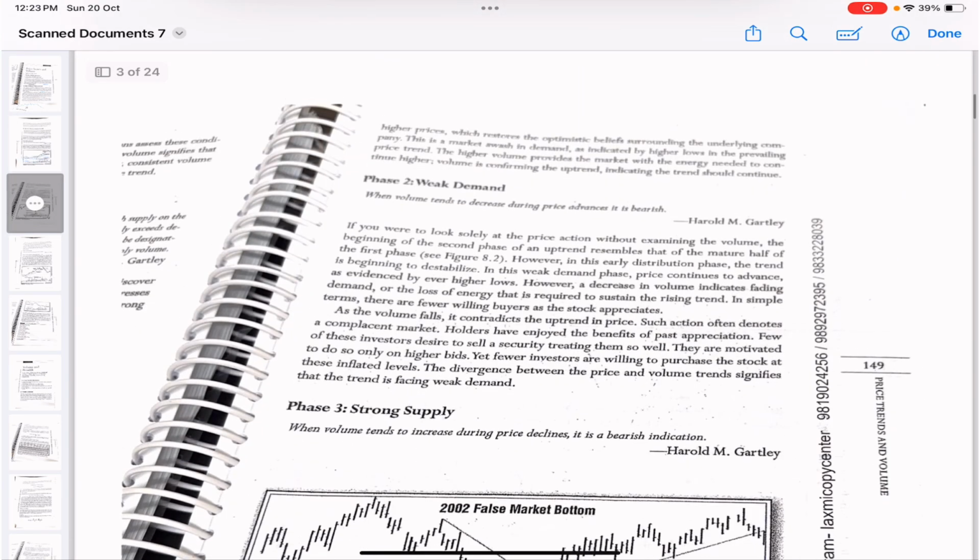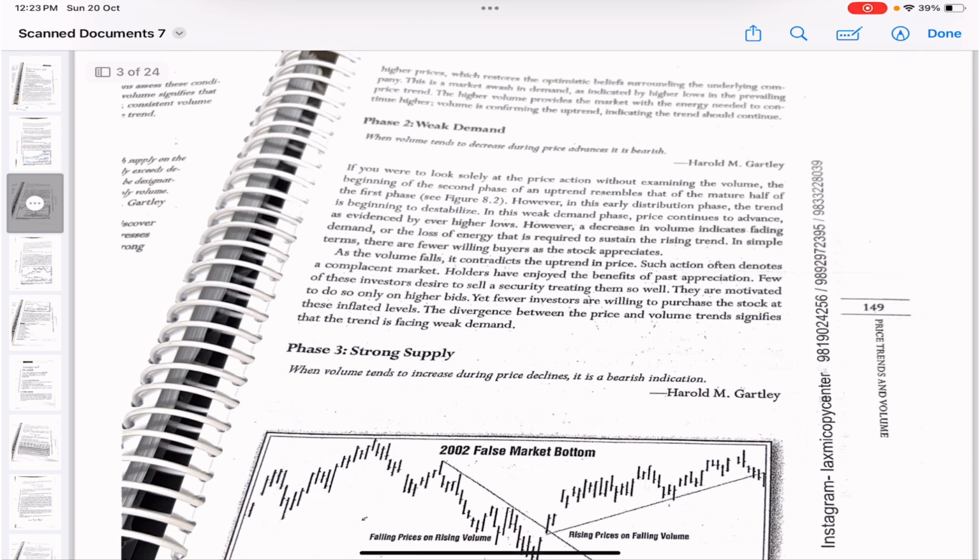Very simple. Let's come to the second phase, which is weak demand. Weak demand is when the buyers are becoming less strong and do not have control over the market. In that case, the volume tends to decrease while the price is moving up. While the price is advancing, the volume is decreasing. That means the demand is now slowing. That doesn't mean that the uptrend has stopped. The uptrend is still continuing, but the volume is not supporting it anymore. That means the uptrend is most likely going to reverse.